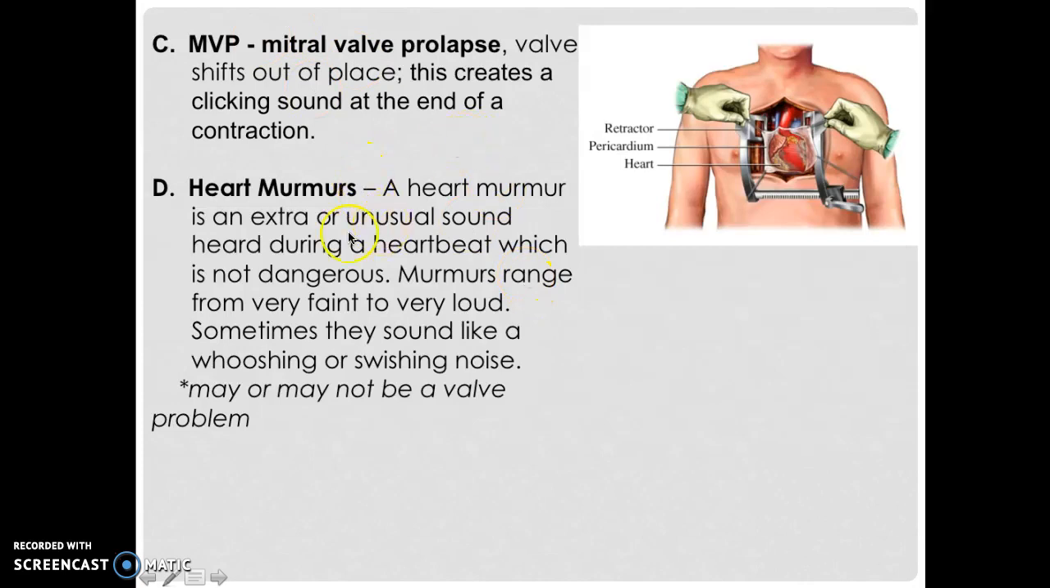Heart murmurs is another. It could be caused by MVP, so it could go together, but that means something is causing a difference in noise, whatever that may be. So a heart murmur, murmurs range from faint to very loud. It could be a swishing sound. It may or may not be a valve problem. It just depends on what it is. This is what open heart surgery would look like, just by the way.